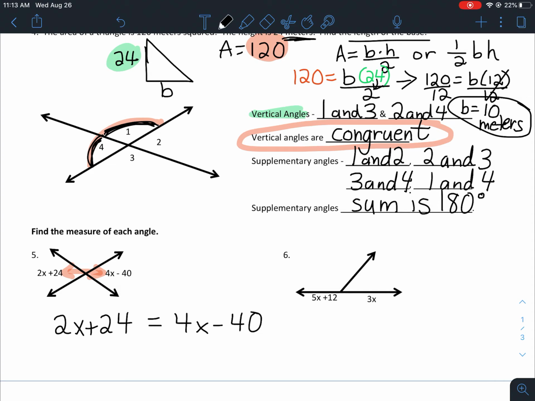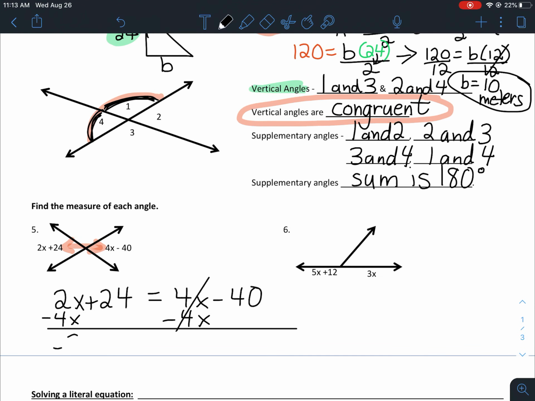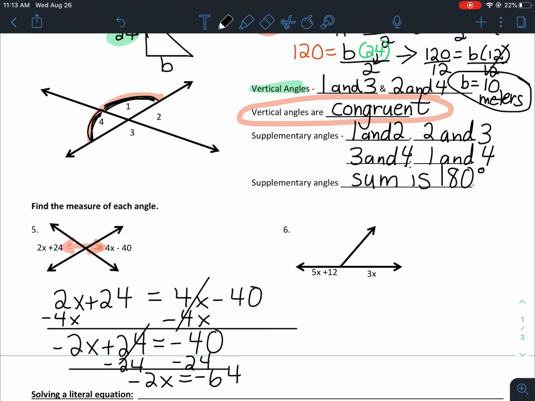And now it's just a matter of doing what we've done in class, solving my equation. I'm just going to get in the habit of moving the variable to the left. I'm going to subtract 4x from both sides. If you chose to subtract 2x, that's also fine. So I have negative 2x plus 24 equals negative 40. Subtract 24. So negative 2x equals negative 64. And then when I divide by negative 2, I end up getting x is equal to 32. Negative divided by a negative is a positive.